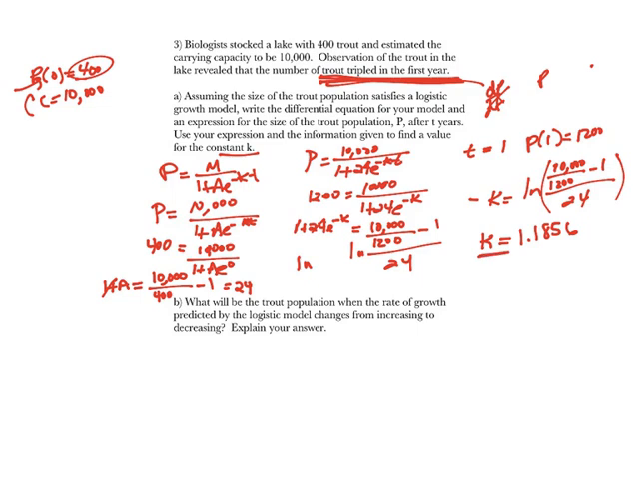All right. Now, part B says, what will the trout population be when the rate of growth predicted by the logistic model changes from increasing to decreasing? So that's the point of inflection, which is half the carrying capacity. And if the carrying capacity is 10,000, that will be a trout population of 5,000. So that's a pretty easy question.